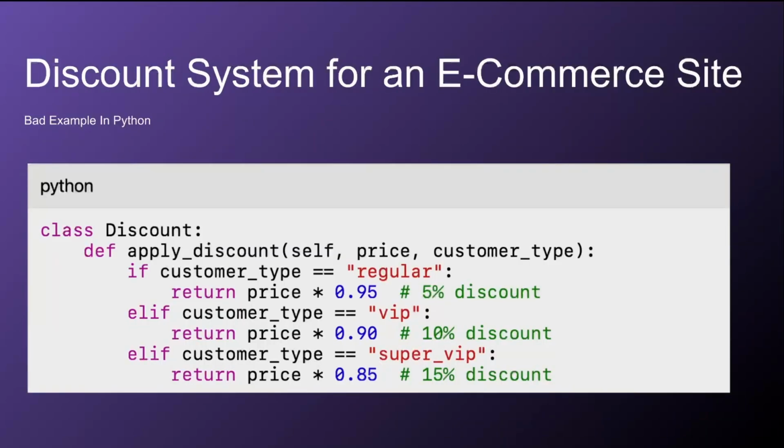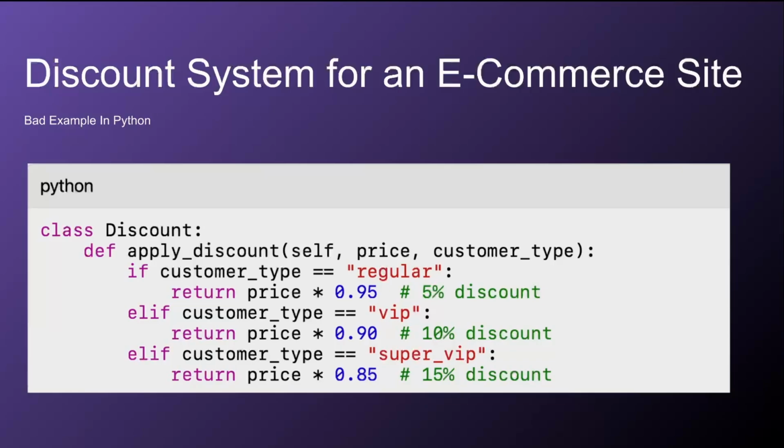Let's take a look at another example to understand it better. In this example, we are dealing with a discount system for an e-commerce site. So this is the bad example in Python. Here there is a class called Discount, and it has a method. I'm calling it a method because it belongs to a class. Functions are independent.